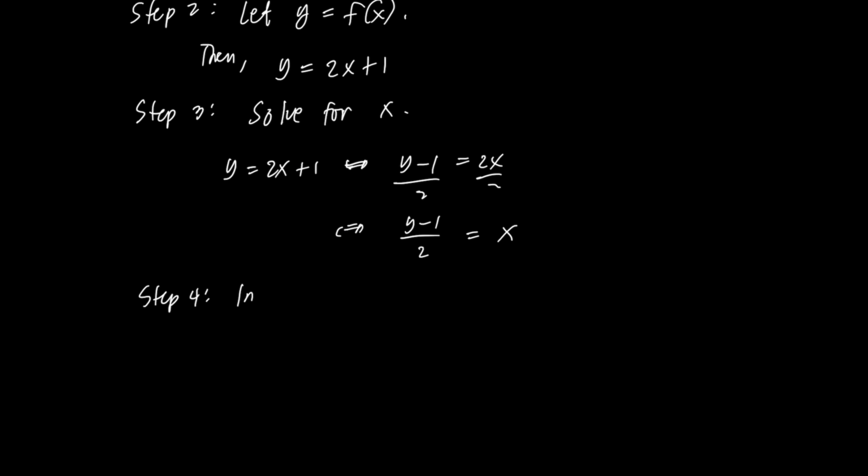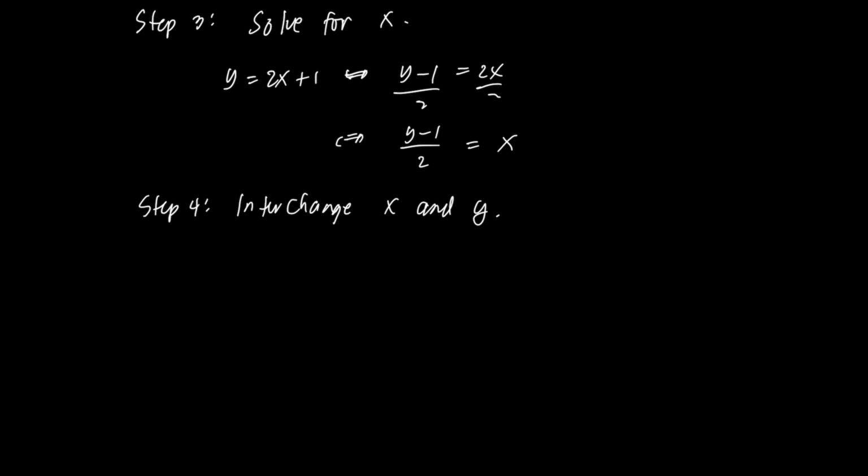Then step 4, interchange x and y. So therefore from here, we have (x minus 1) over 2 equals y. So we just have to interchange x and y.